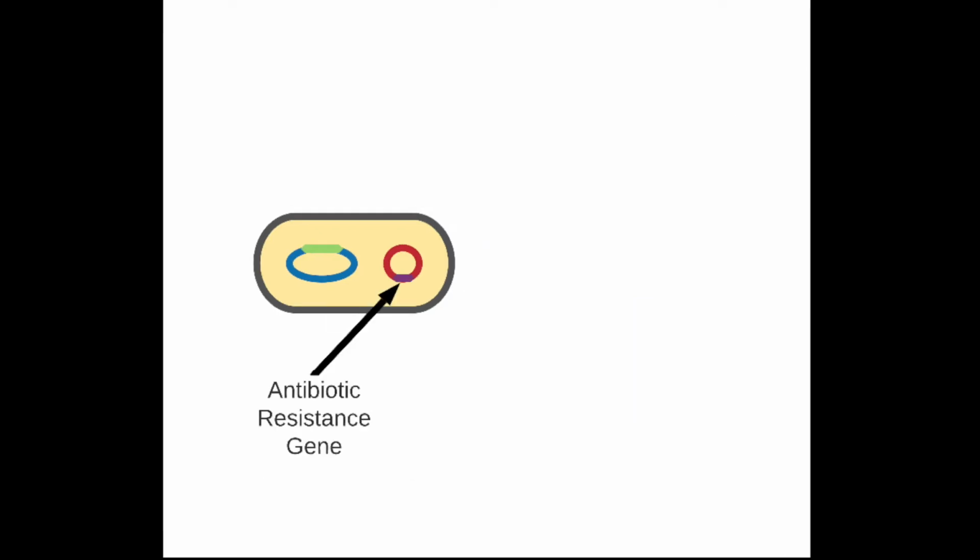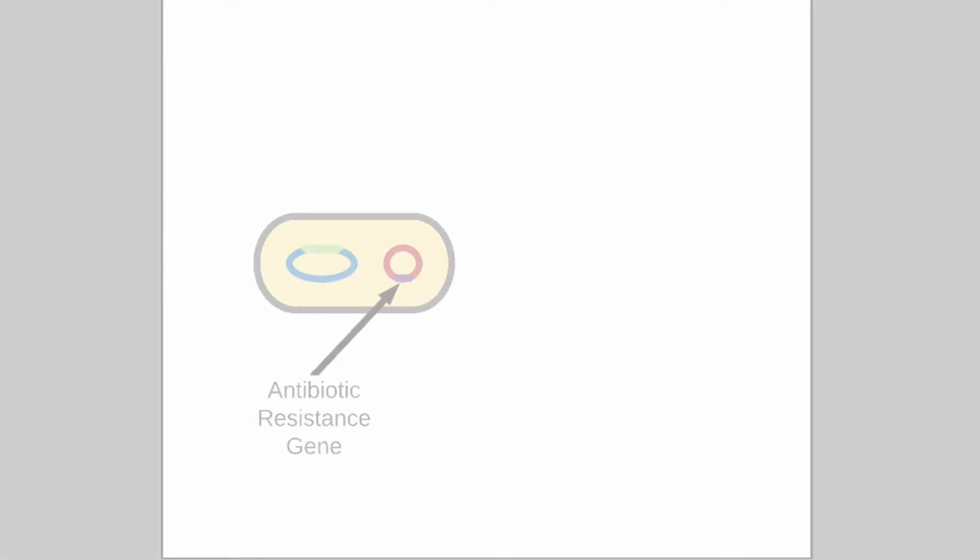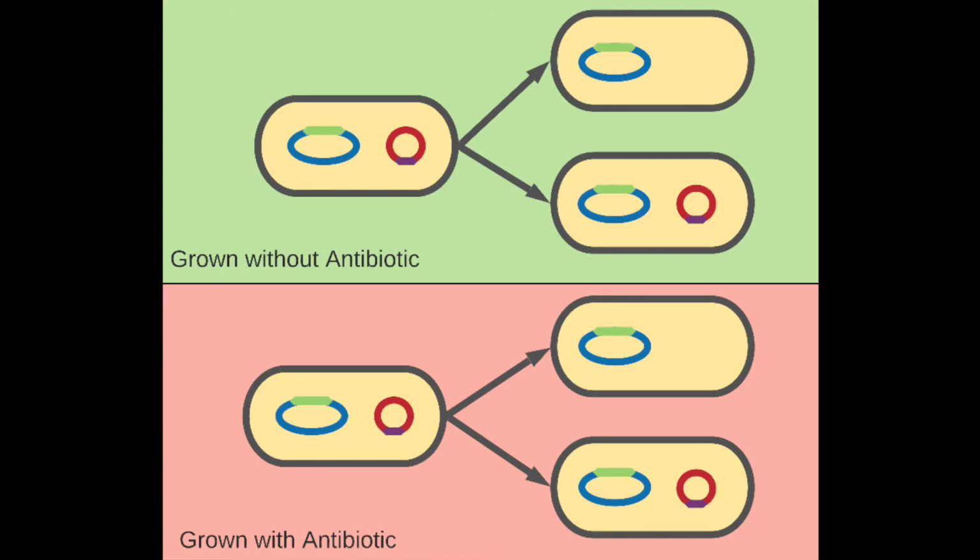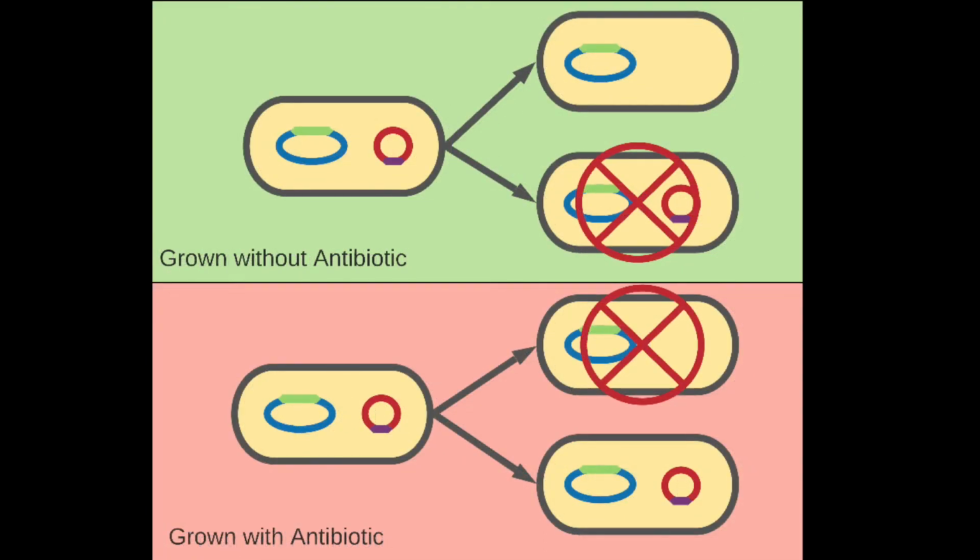One way to prevent this is to add an antibiotic resistance gene to the engineered plasmid and then grow these bacteria in media containing the antibiotic. If grown without any antibiotic, we have the same selective pressure as before, and the engineered plasmid will not be retained. If grown with antibiotic, the engineered bacteria will have a selective advantage over the bacteria without the plasmid, so the plasmid will be retained in the bacteria, which is what we want.